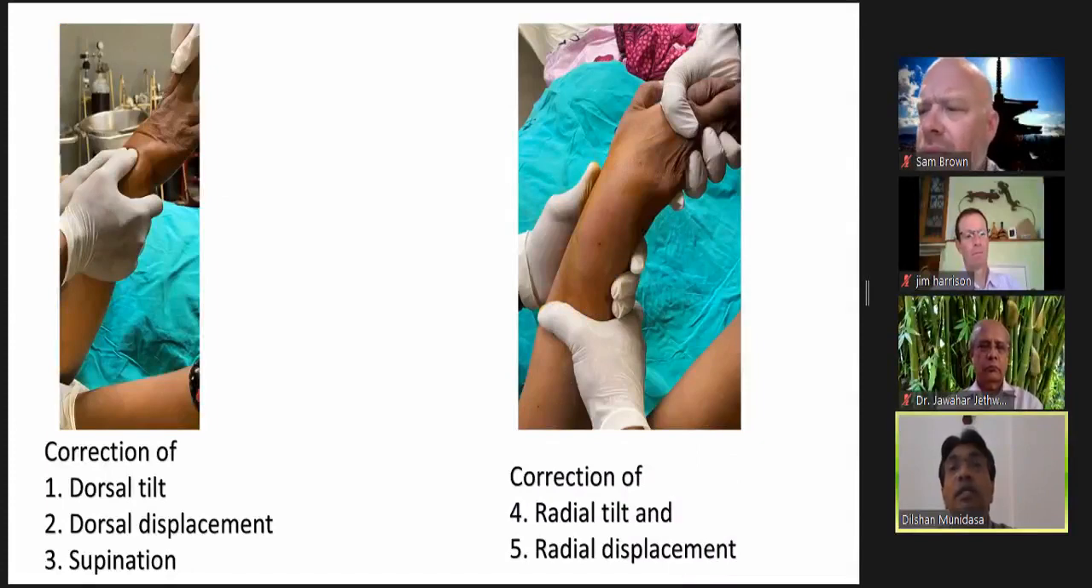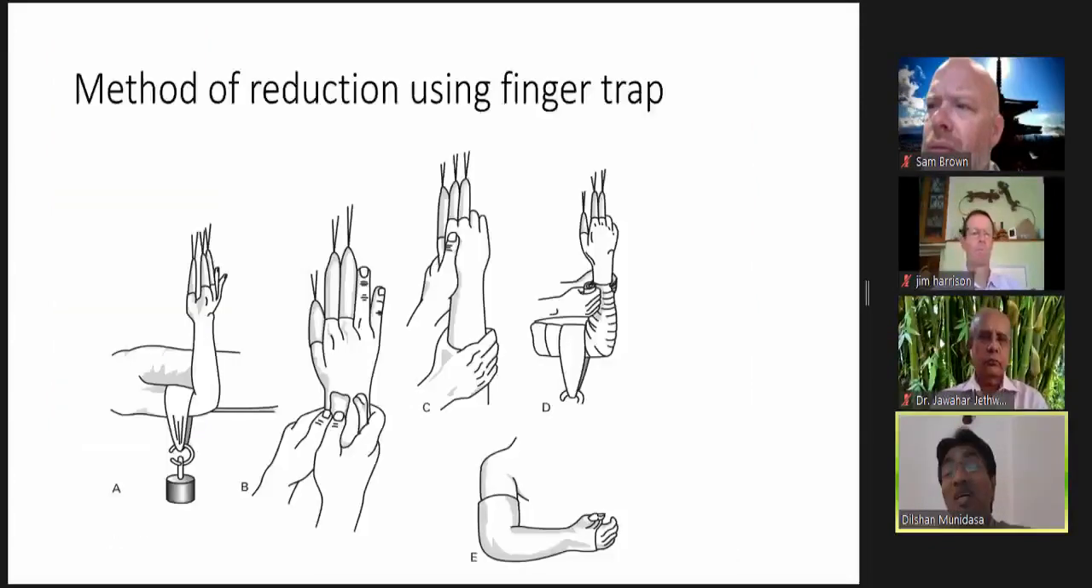When the assistant pronates, the segment is reduced in pronation. Then you place your thumb on the radial side and push from that side. That will correct the radial tilt and radial displacement. You can also do that without any assistance: if you have the finger trap, you hang the hand on the finger strap, and without any assistance you can do the manipulation and casting single-handed in this method.